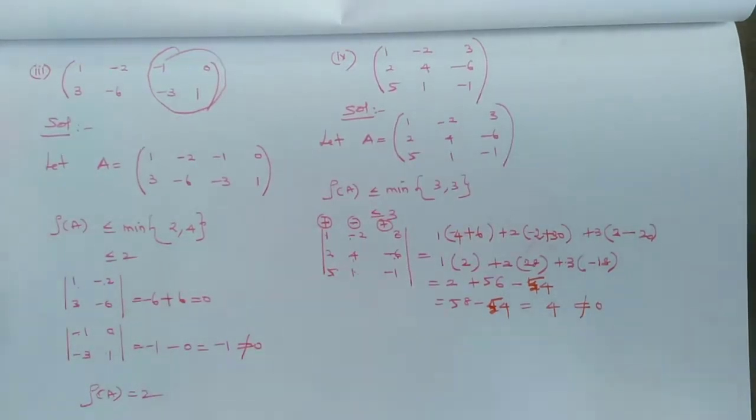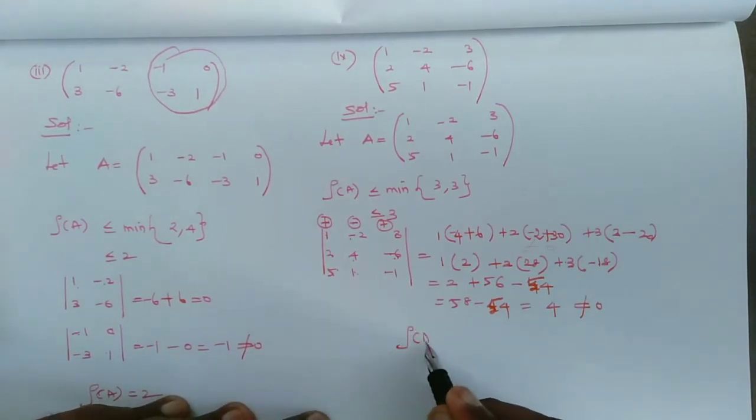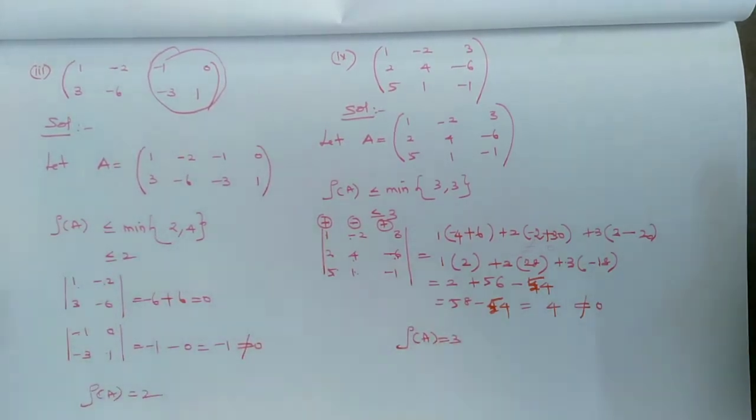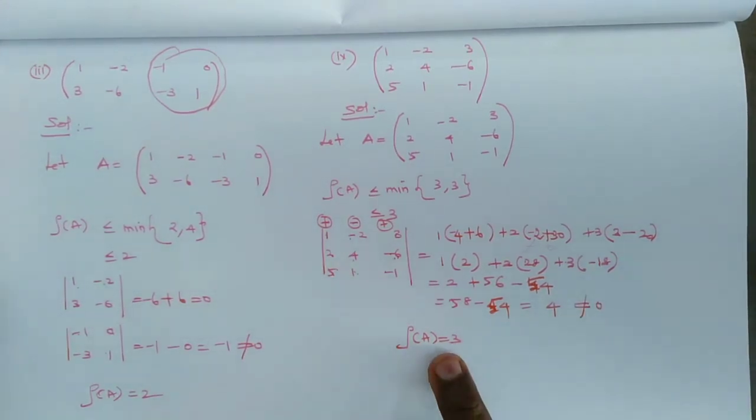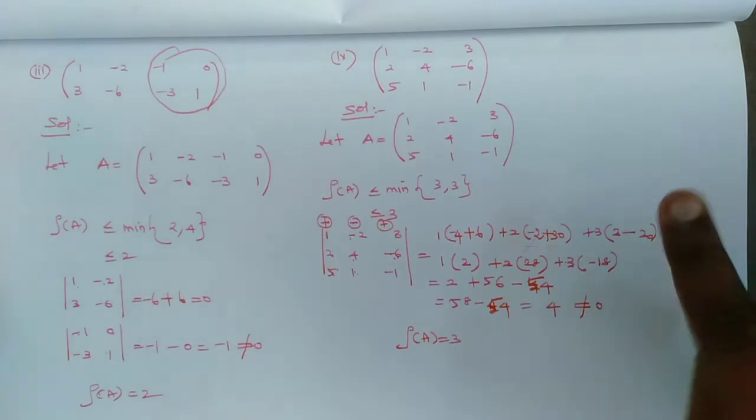Which is not equal to 0. So we can stop our answer, right? Rank of A is equal to 3. Suppose this determinant is equal to 0. Then you can't say rank of A equals 3. It can be 2 or 1.